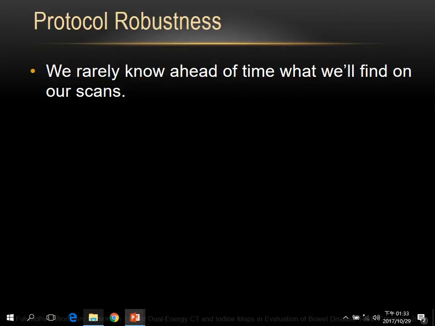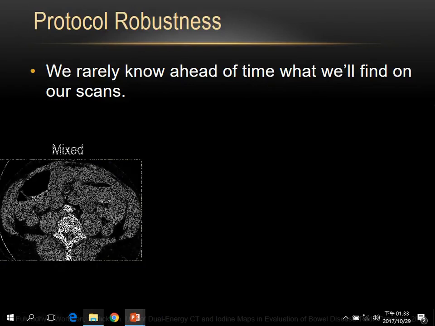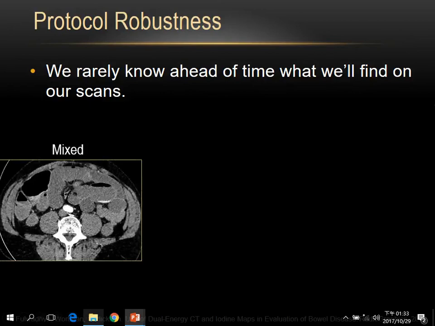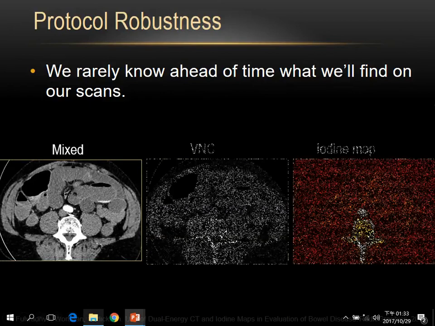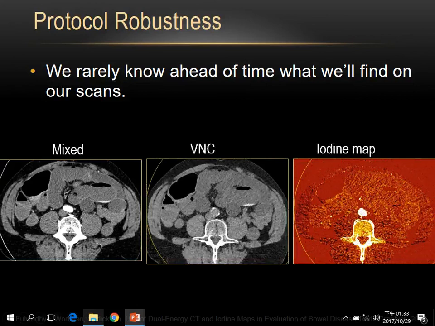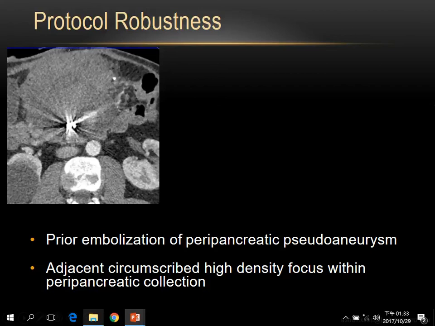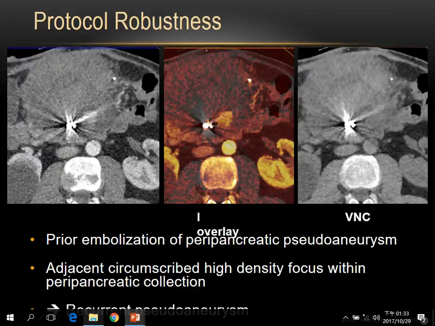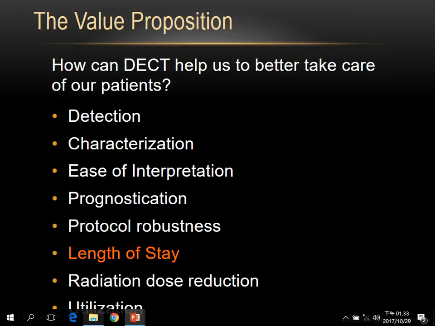Protocol robustness. The point here is that we rarely know ahead of time, at least in the ER, what we're going to find before we scan the patient. So here's an example. This was unexpected, this bright material that I showed you before. We can now troubleshoot it. We can figure it out without further imaging. Here's another case, a patient who had previously had a peripancreatic pseudoaneurysm coiled, and now we have this dense material here that we can confirm to be iodine based on the dual energy imaging, again from a single post-contrast scan.